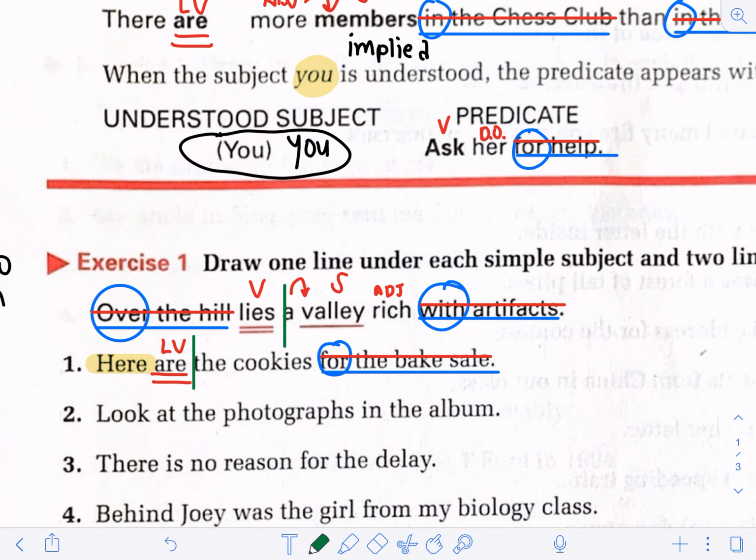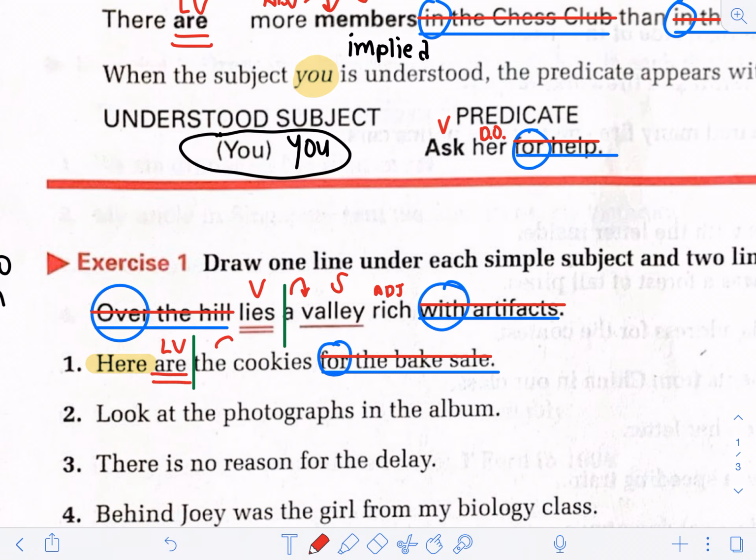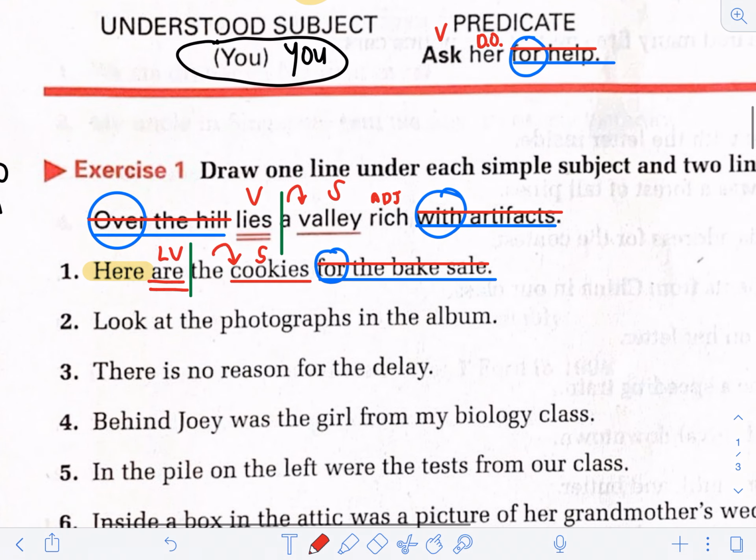Once again, I'm doing extra steps to ensure you understand the breakdown of each sentence. I have "the" as an article modifying cookies, and that leaves cookies as my subject, so I'm going to single underline it. Are is my simple predicate and cookies is my simple subject. That's how you would do number 1.